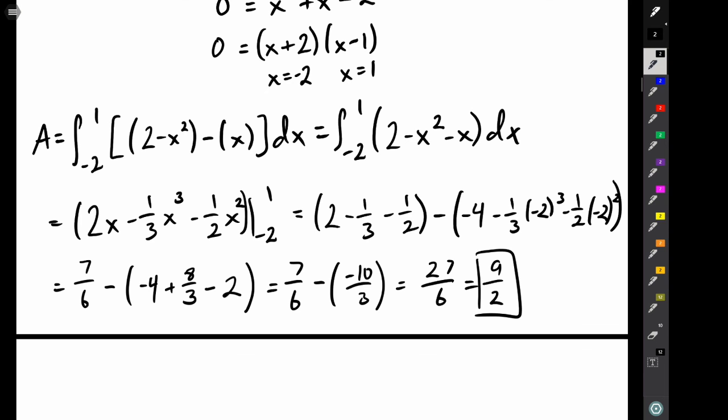And that's about all there is to that kind of problem. Again, figure out what the top is, figure out what the bottom is, figure out where you start and end your integral, and that's basically all there is to it.